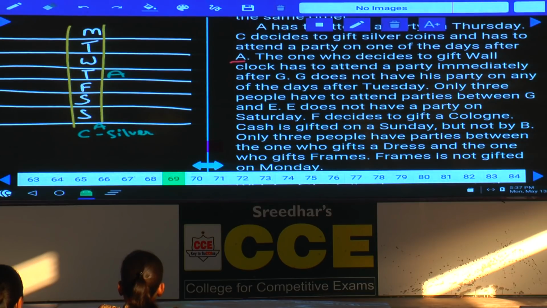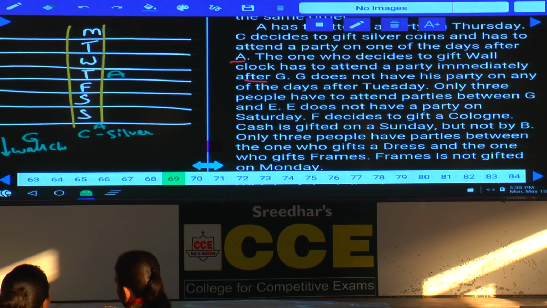The one who decides to gift wall clock has to attend the party immediately after Z. Who is that person here? The one who wants to gift this wall clock, G, and wall clock after Z. G does not have his party on any one of the days after Tuesday. Hence G is not after Tuesday. Hence G can be on Tuesday or before Tuesday. And so how many possibilities do we have? 2 possibilities. Hence G can be on Monday or G can be on Tuesday.